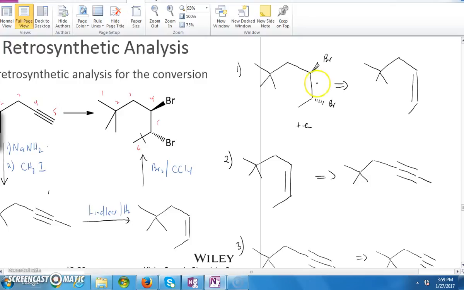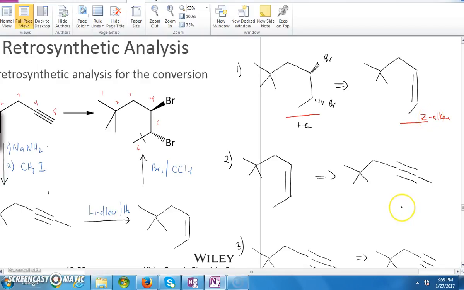In the last step here, you can see that this can be made from this. And for this, that means this has to be an alkene. You need to have had an alkene prior, and the alkene must have been cis. It must have been a Z alkene.